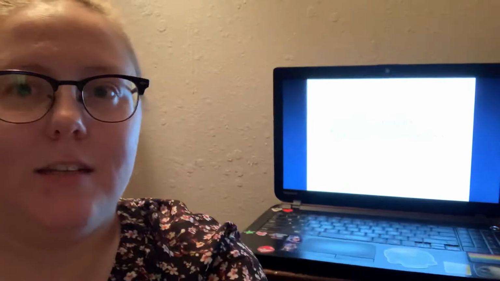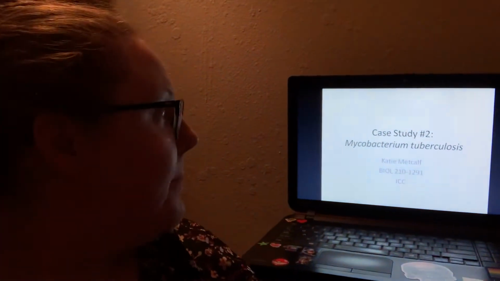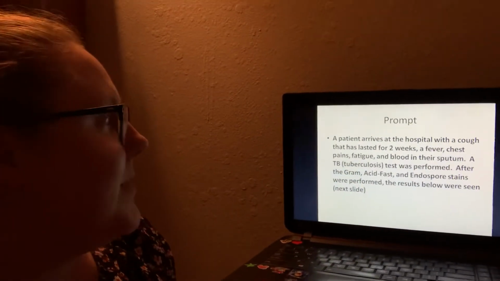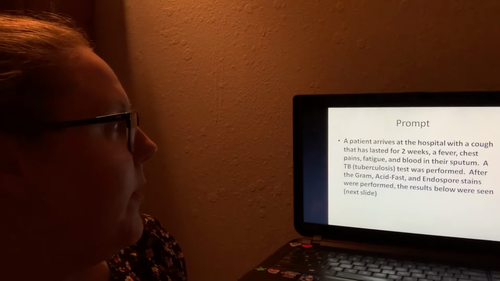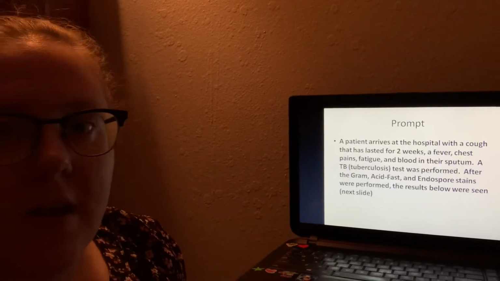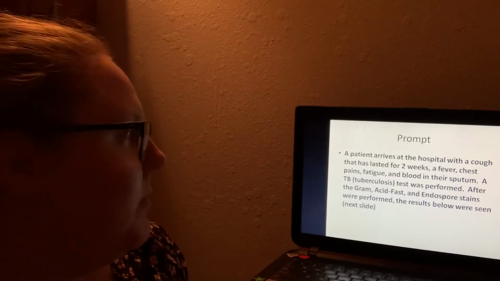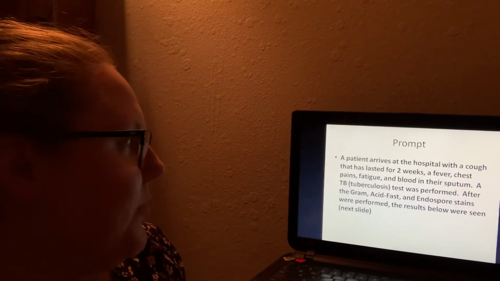I was part of group 2, so I had case study 2, which was on Mycobacterium tuberculosis. The prompt for case study 2 was: a patient arrives at the hospital with a cough that has lasted for 2 weeks, a fever, chest pains, fatigue, and blood in their sputum. A TB test was performed.